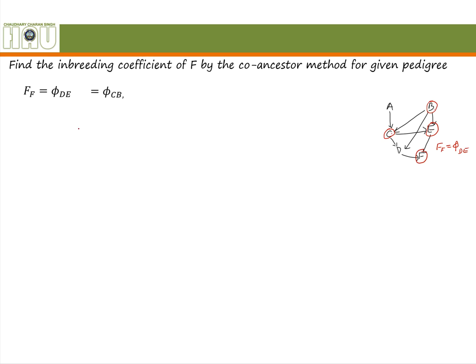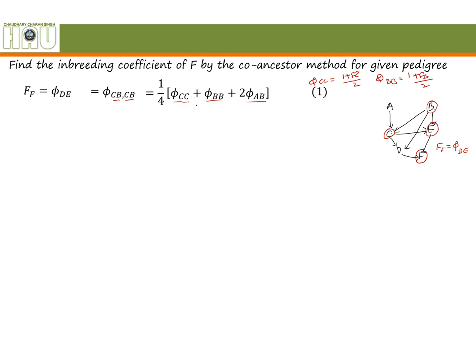So phi DE can be written as phi CB, phi CB. And this can be further written as 1 by 4 of phi CC plus phi BB plus 2 times phi AB. Now we know that phi CC will be equal to 1 plus FC by 2 and phi BB can be written as 1 plus FB by 2. This is my equation number 1.